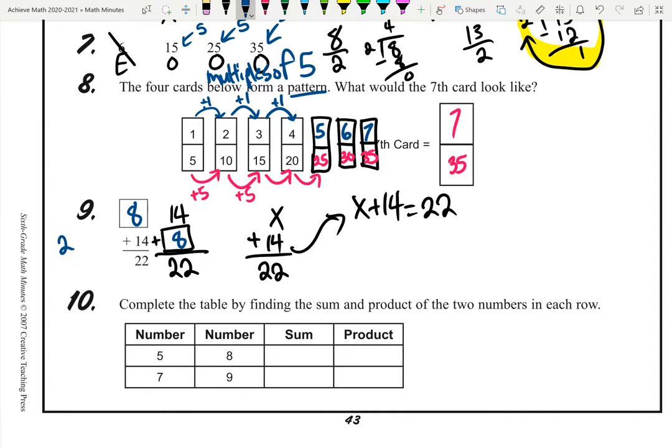Now, you can also do 22 minus 14, which is essentially solving an equation mentally. Nifty, huh?